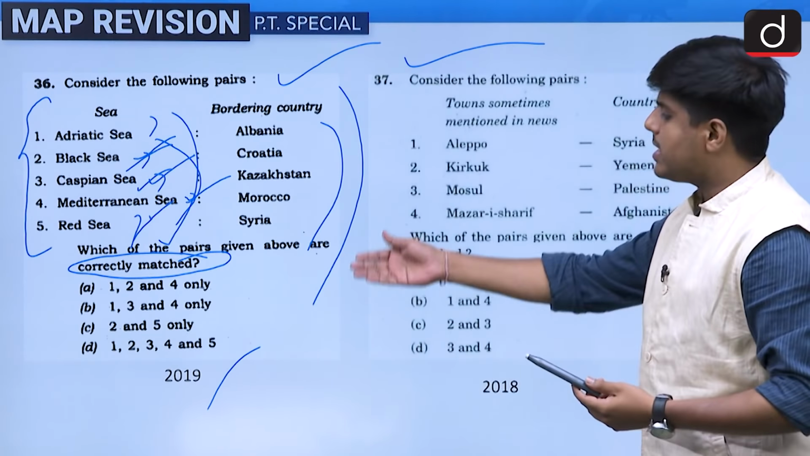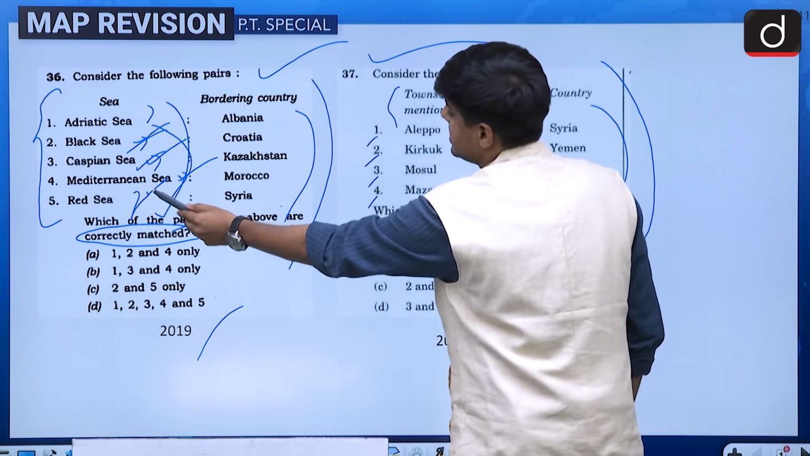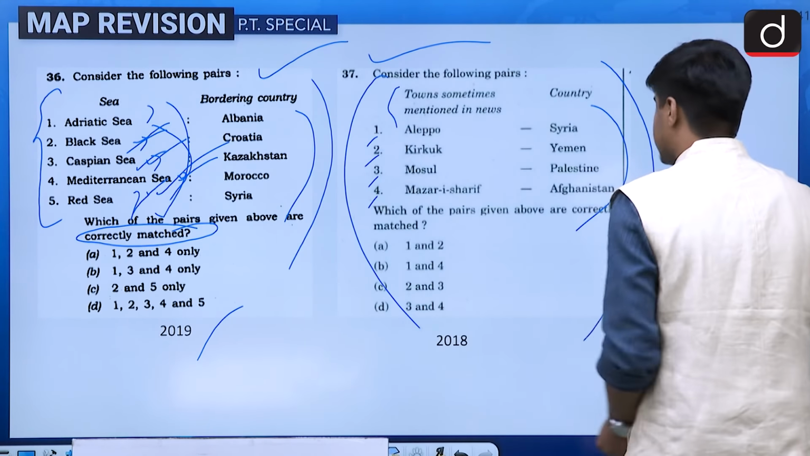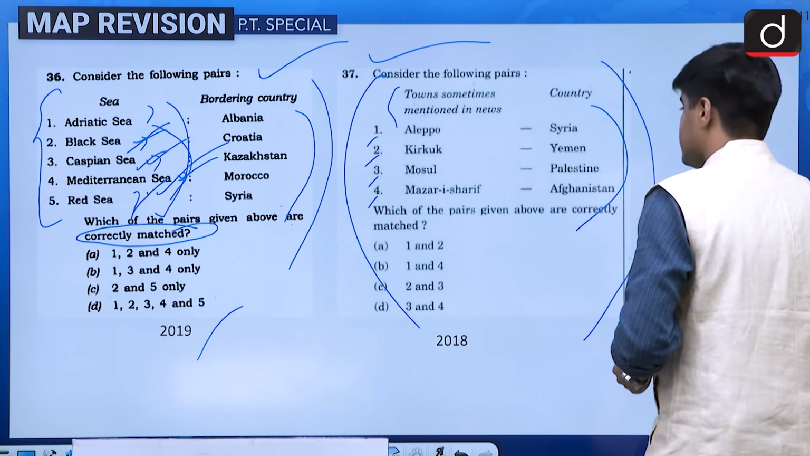Similarly, there was a question on important places which were in the news during that time and the countries to which they belonged. So you had to find the right answer. Then there was again a question based on a water body and its bordering countries. Again, the Mediterranean Sea was in question. So just look at this fact that the Mediterranean Sea was asked, then the Middle East and associated areas were asked, then again the Mediterranean Sea was asked. So the Mediterranean Sea and the Middle East are regions which are very important from the prelims perspective.